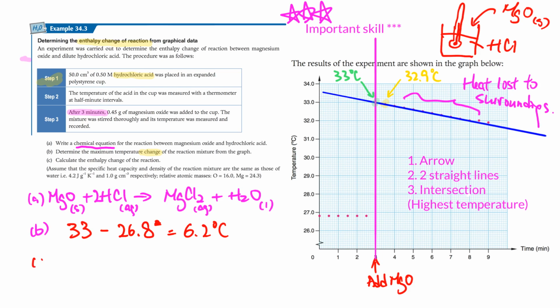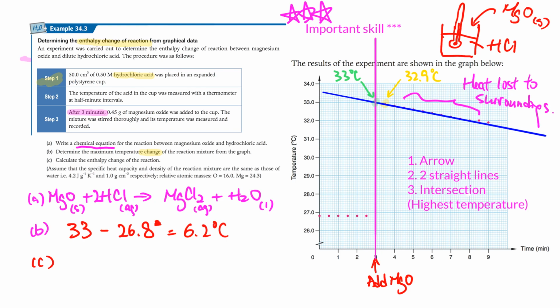Part C, we're going to calculate the enthalpy change of reaction. That means we're talking about this reaction, between MgO and HCl. So actually we are trying to find the enthalpy change of reaction per mole of that, instead of just basically the enthalpy change in it. So for right here, we have to find the energy released first.